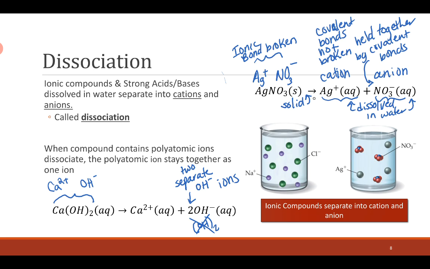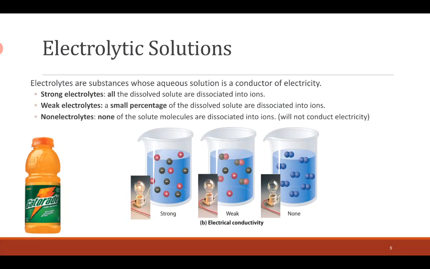This process of splitting apart into ions is known as dissociation, meaning they're not socialized together anymore. They're not associated with one another. When you do have charged ions in solution, then that makes it an electrolyte solution. Electrolyte solutions are aqueous solutions that conduct electricity.